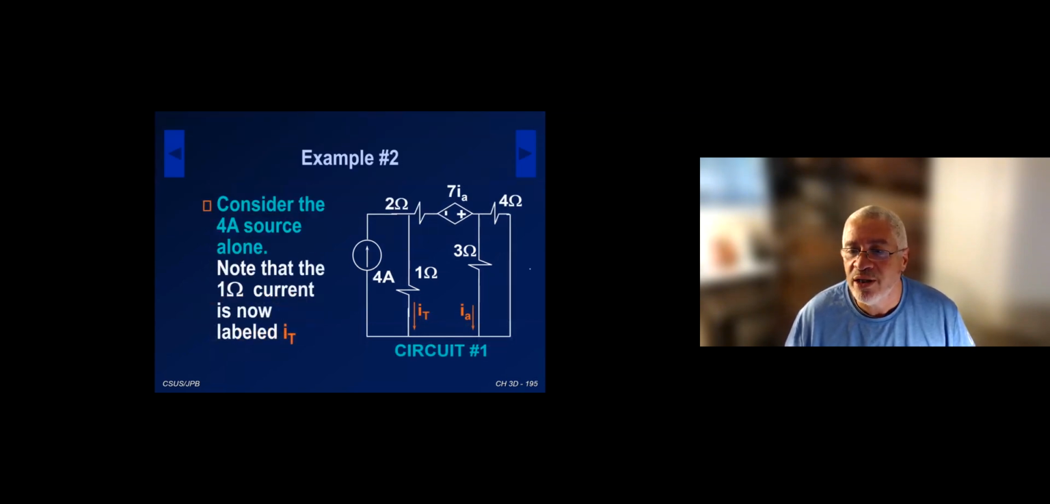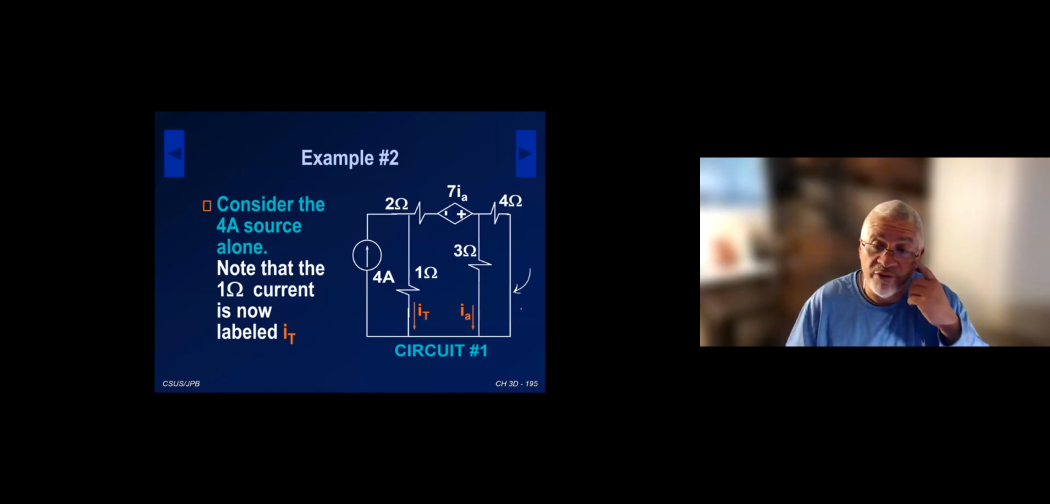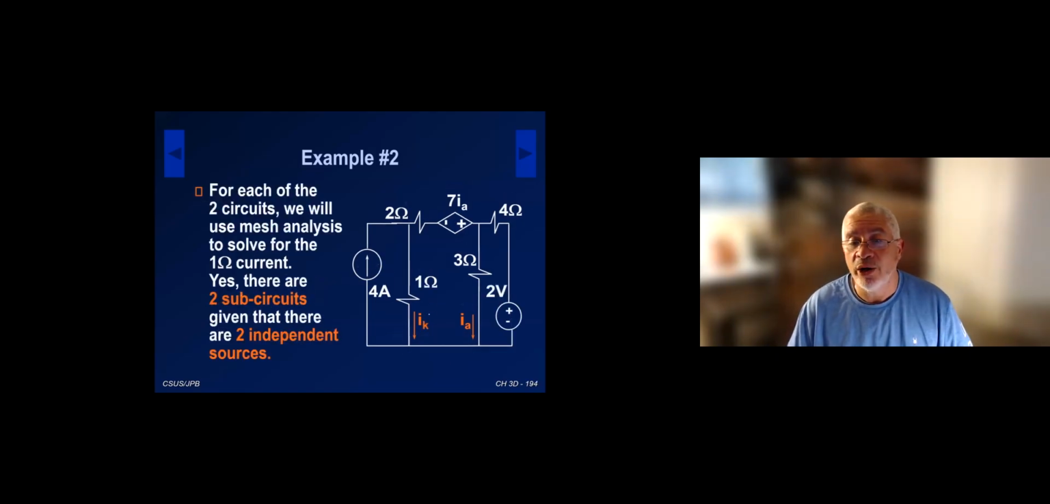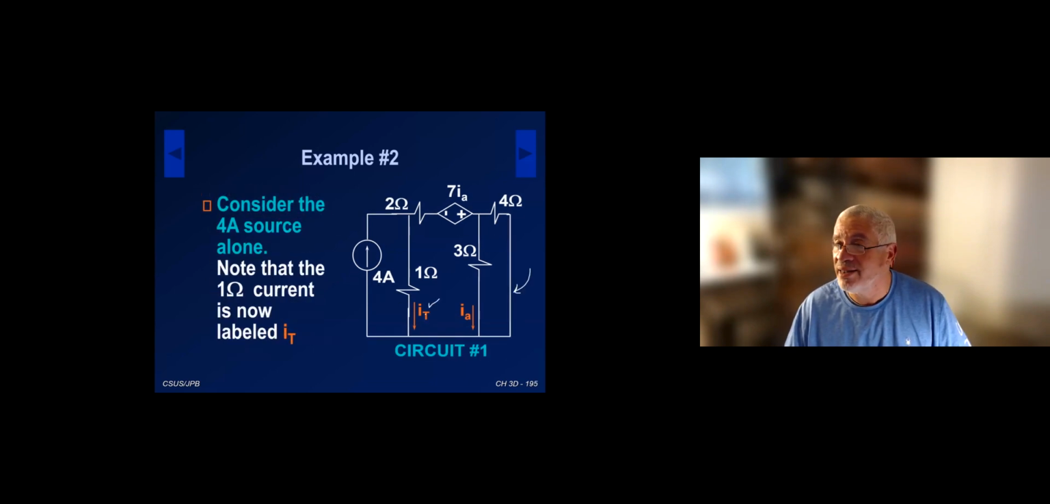Okay, so when we use superposition here, we're going to look at 2 sub-circuits. The first one is where you had the voltage source. I turn off the voltage source and replace it by a wire, a short. So we would solve this particular problem with the current source alone. And I relabel the current that I'm seeking here. I'm seeking the current IT, because once I have the current on the 1 ohm resistor, I can calculate the power. So I relabel that current to IT.